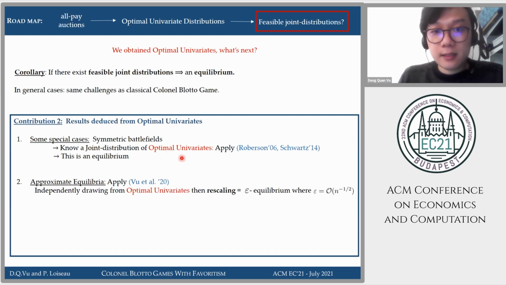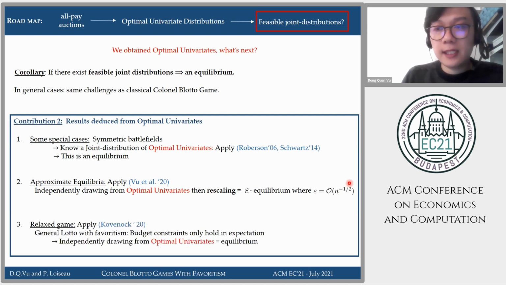In the case that this is not applicable, we can use the approximation scheme of Wu and An in 2020 and show that by independently drawing from the optimal univariate, then rescaling to make sure that the budget constraint holds, we have found an approximate equilibrium of the game, where the approximation error epsilon decreases when n, the number of battlefields, increases. Finally, in some applications, it makes sense to consider a relaxed game where the budget constraint is only required to hold in expectation. We call it the general Lotto game. And in this game, by independently drawing from the optimal univariate, we find an equilibrium.